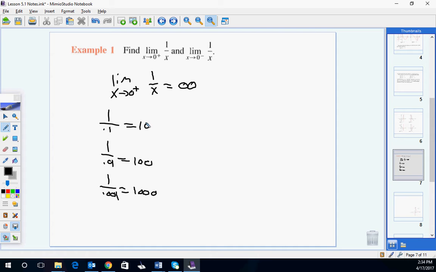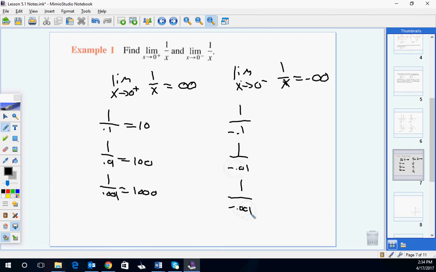Now conversely, x from the left is going to be negative numbers. It's going to be negative infinity. So it's going to be 1 over negative 0.1, 1 over negative 0.01, 1 over negative 0.001. See that?